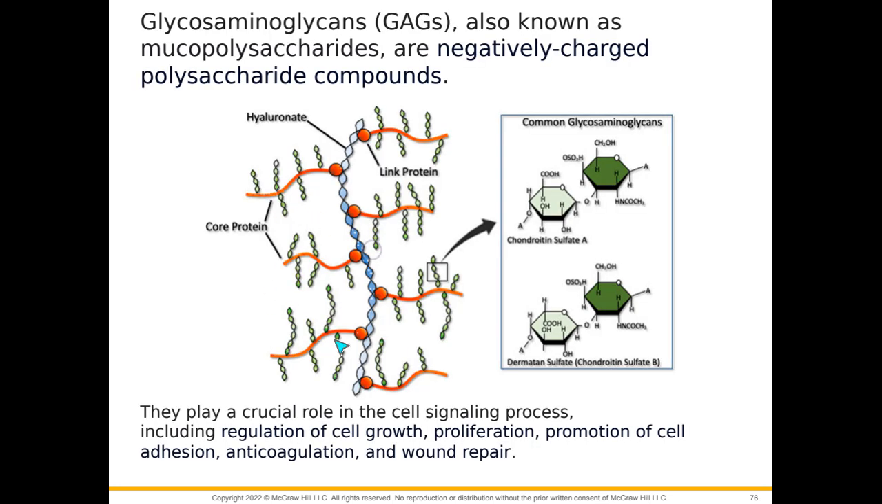And here's an example of the glycosaminoglycan, and you can see it's a chain of glucose. It's called chondroitin, right? Chondroitin sulfate, which might be very important in joints. They play an important role in cell signaling, proliferation, wound repair. This is just basically an extra, so you don't need to focus on this as much.